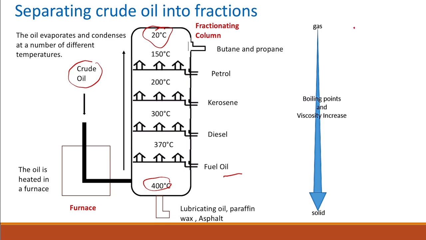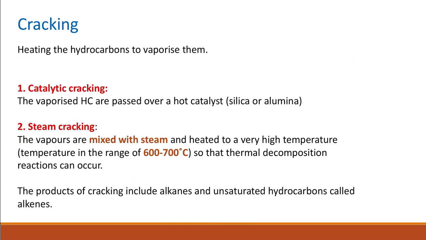As you can see, as we go down the column, the boiling point and the viscosity will increase. Because most of the fractions that are obtained from the fractional distillation of crude oil are the long chain hydrocarbons, which are less useful than the shorter chain hydrocarbons, which are used as fuel, we need to do cracking, where cracking is breaking down of the long chain hydrocarbons to give shorter chain hydrocarbons. To achieve cracking, you need to heat the long chain hydrocarbons to vaporize them.